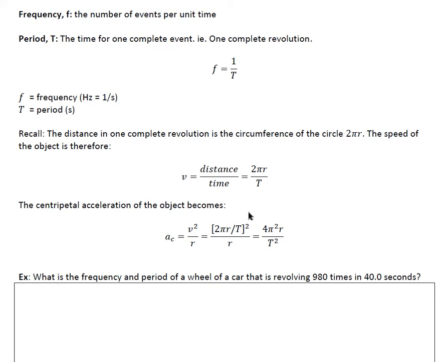So before we go too far into circular motion, let's make sure we understand some other terms which we hopefully would have seen earlier in our physics career. First one's frequency and period. Frequency is the number of events per unit time, where period is just the reciprocal of that, the time for one complete event. For things that rotate very quickly, we more often use frequency, whereas for slower rotating things we use period.